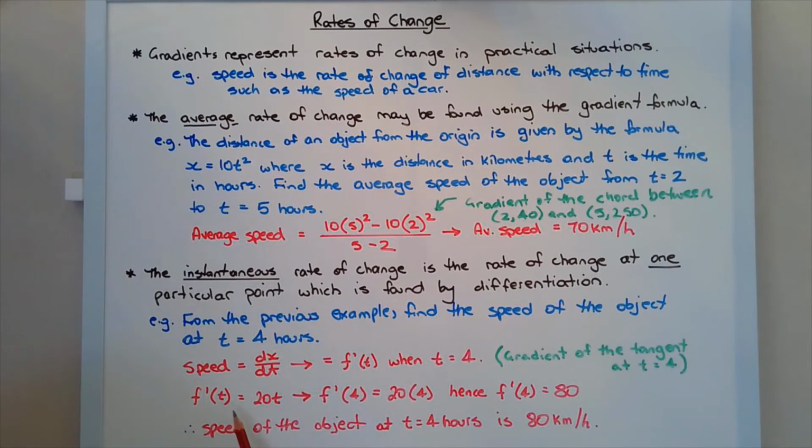So f dash of t is equal to 20t, f dash of 4 is equal to 20 times 4, hence f dash of 4 is equal to 80. Therefore, the speed of the object at t equals 4 hours is 80 kilometers an hour.